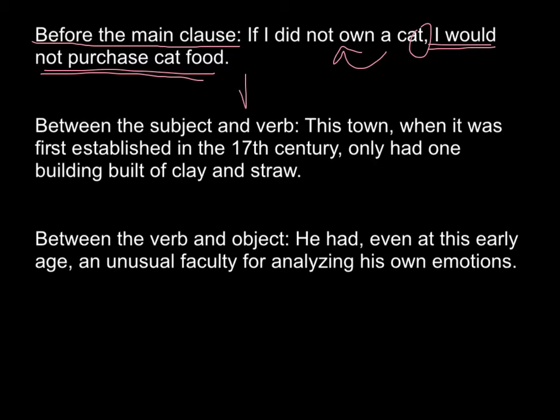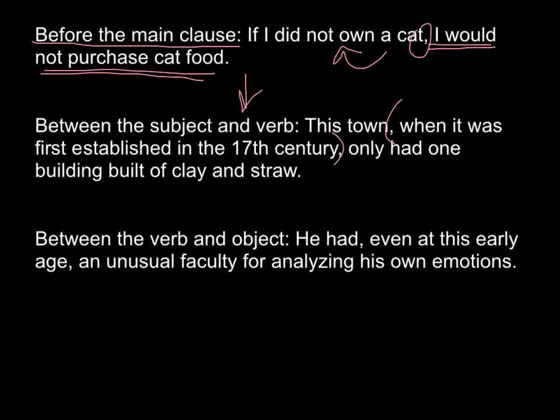This is another one which I only see a few people use, as it sometimes takes confidence, but I want us all to be very comfortable with this form as well. I show an example here when it says, this town, when it was first established in the 17th century, only had one building built of clay and straw. Now this is an interrupting thought, primarily just describing when, as it says here, when it was made.